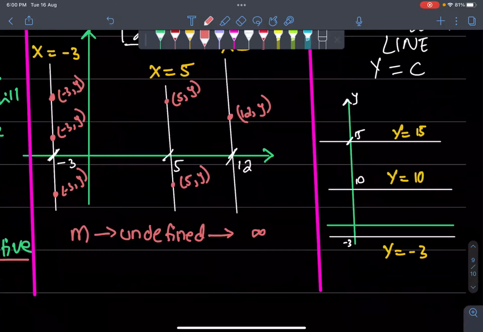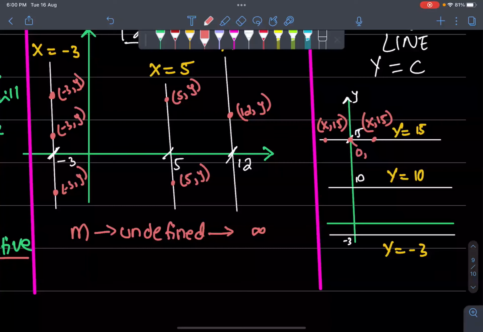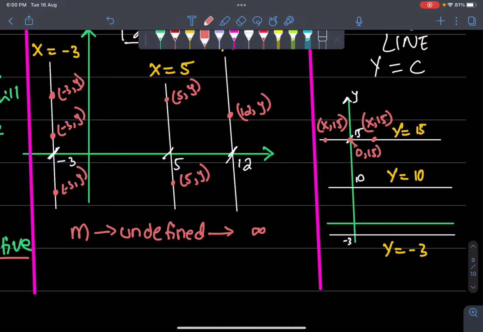Similarly, if we come to the horizontal line, x will be unknown. We will not know what x is, but since the equation is y equals 15, y will always be 15. If I pick this coordinate, it will always be x comma 15. We can only know one coordinate, this one. Over here, x will be 0. This coordinate will be 0 comma 15 because it is the y-intercept.